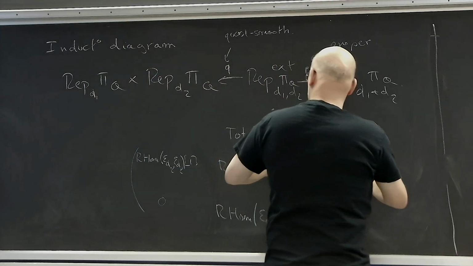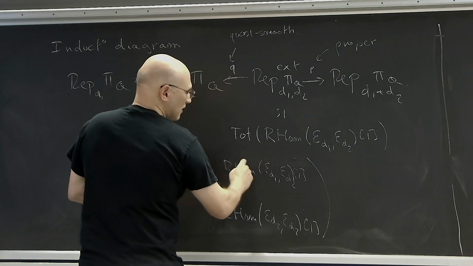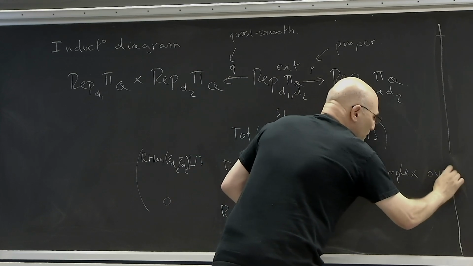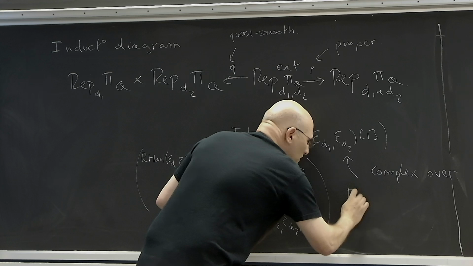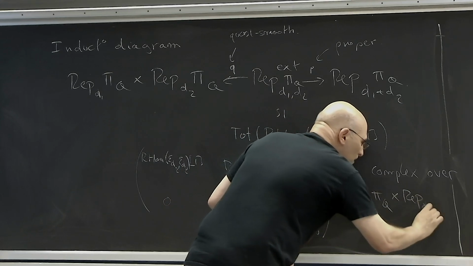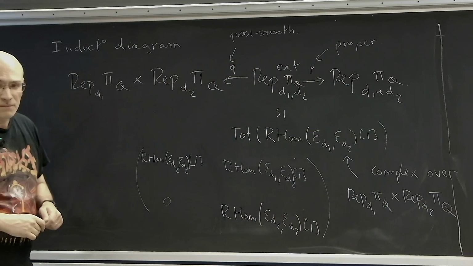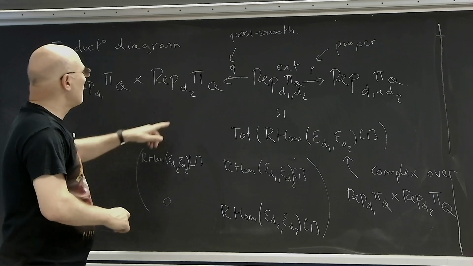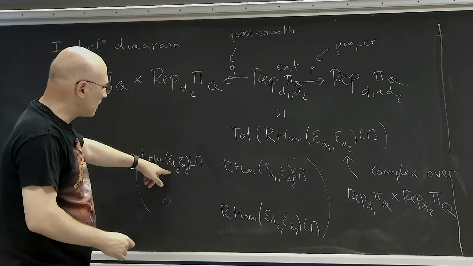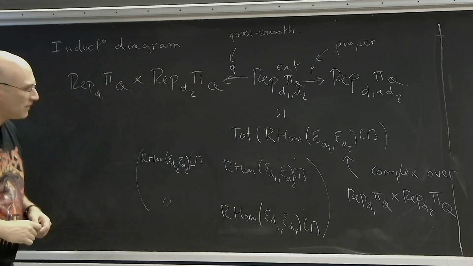And of course, this is a complex over this product of stacks, rep d1 pi q, rep d2 pi q. Olivier, d1 is the dimension of the quotient or the subspace? D1 is the quotient. This is d2, stable. Okay. Oops, this is d1. Thank you.